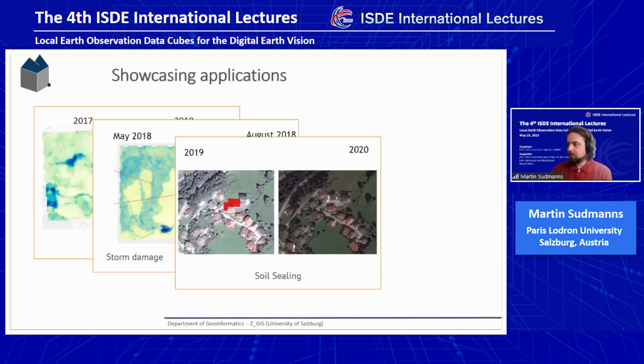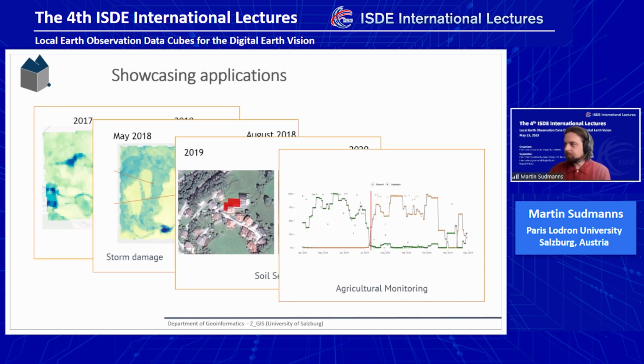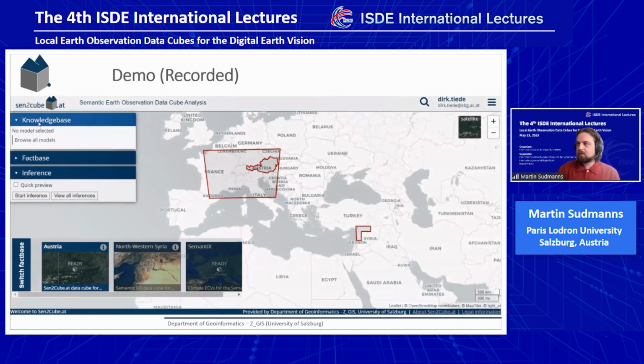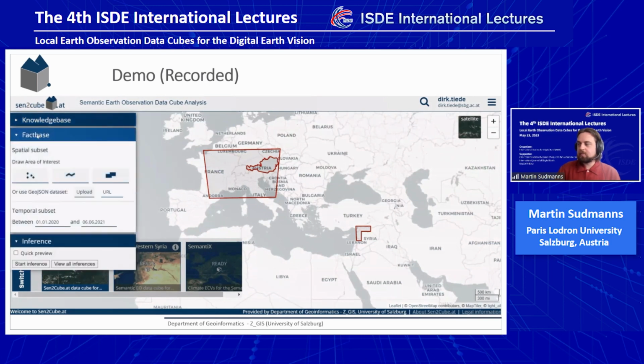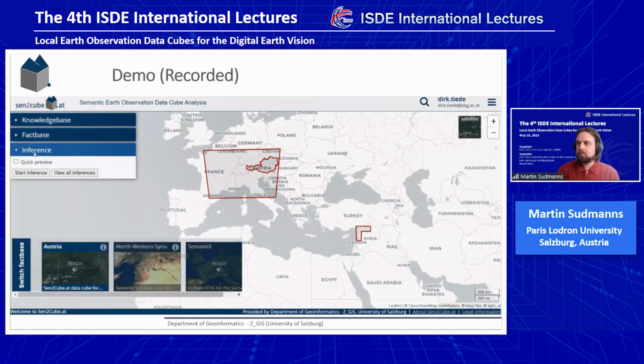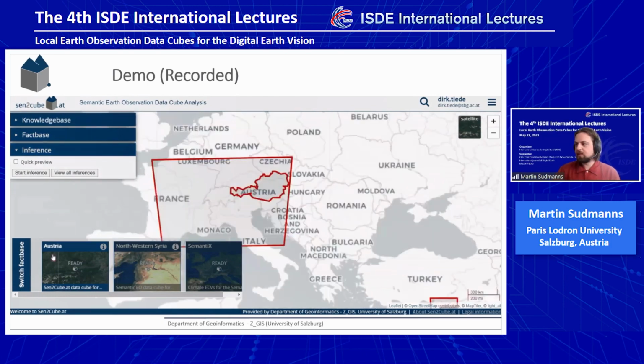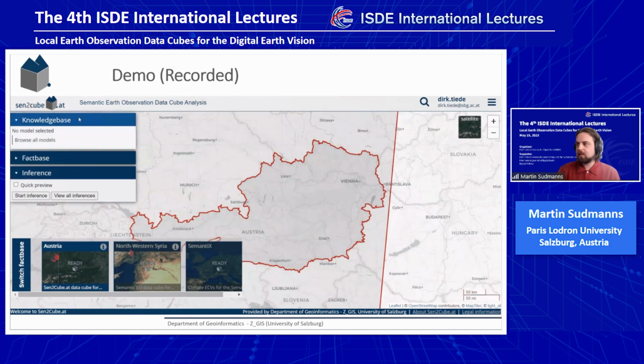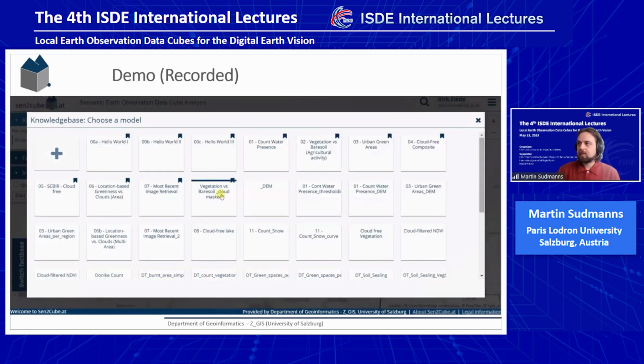Soil sealing is also a very important environmental topic that we can identify, or we also use this for agricultural monitoring. I'll show you an example of how this works in real life in our data cube. So you have the knowledge base and the fact base. The fact base is the data cube. The knowledge base is the semantic model, and you select the data cube that you want to work with. You select the semantic model from the knowledge base.